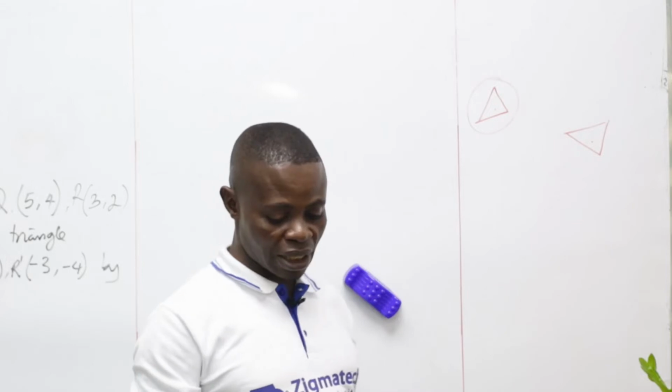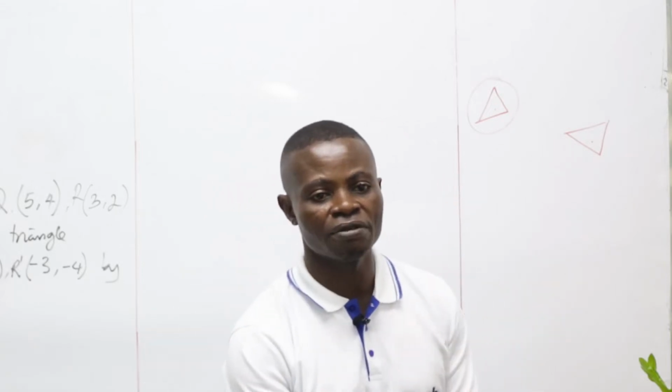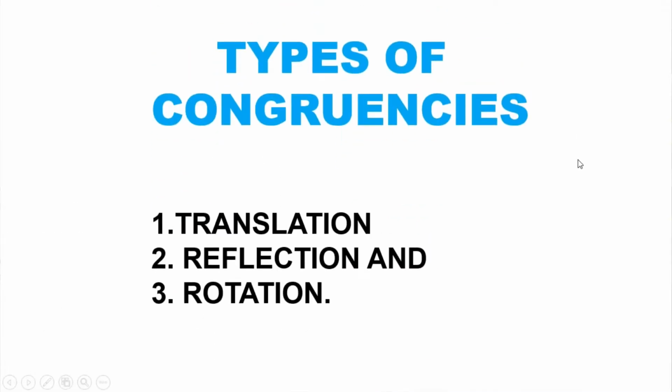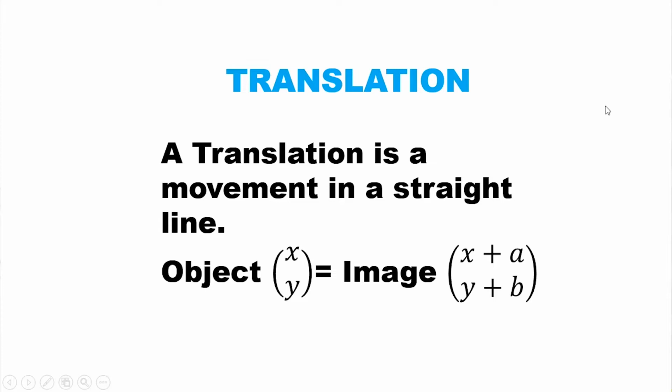Now let us consider the different types of congruencies we have. Number one, types of congruencies. One is the translation. Two, reflection. And the third one is rotation. Now let us pick them one after the other to explain and solve a related problem on them. When we talk about translation, it's just a movement in a straight line. Movement in a straight line.